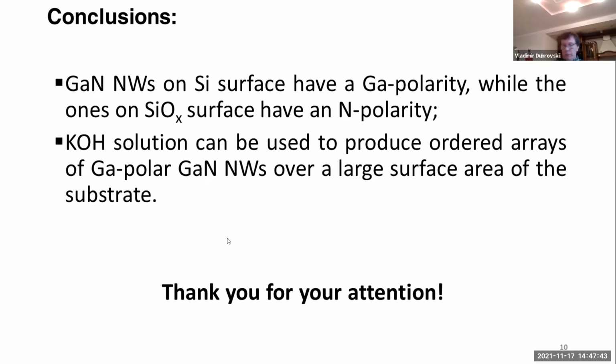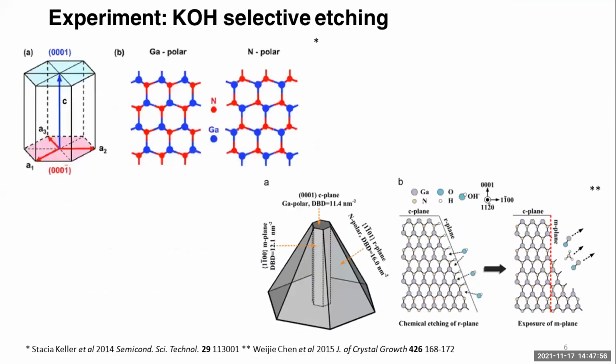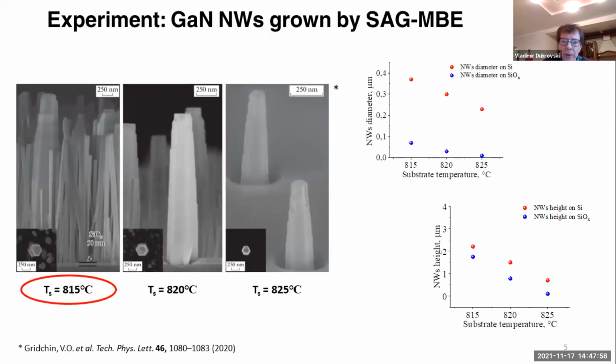Thank you very much, Vera, for the nice talk. I have a small question. Can you please show page 5 of your presentation? Yeah, this one. Here you have the nanowire diameter and nanowire length versus growth temperature, and they both decrease with temperature. Do you know why? What is the reason for that?